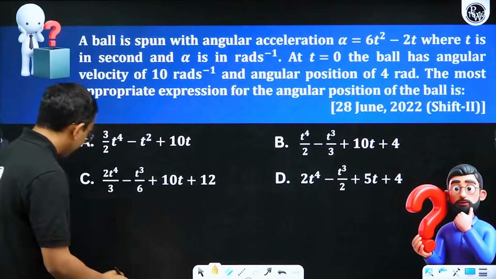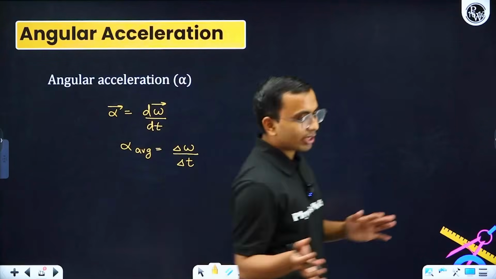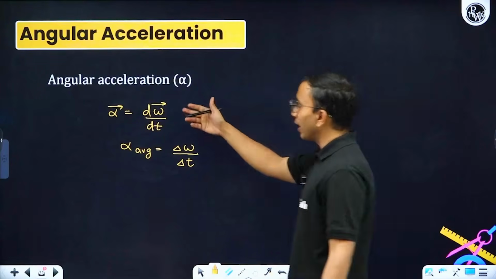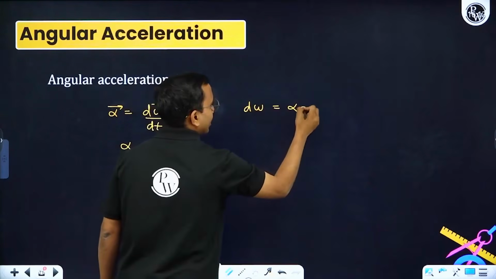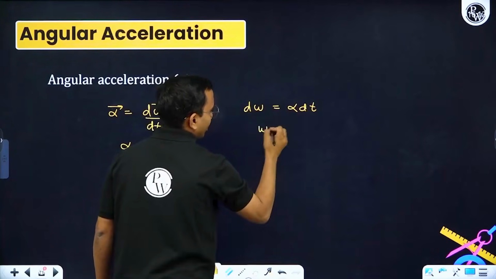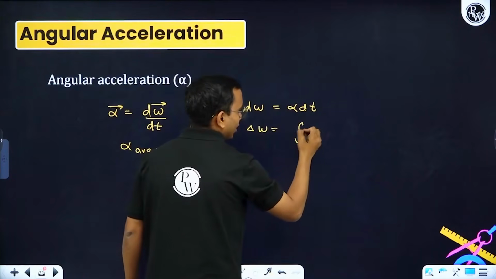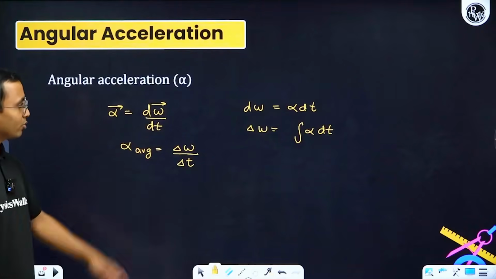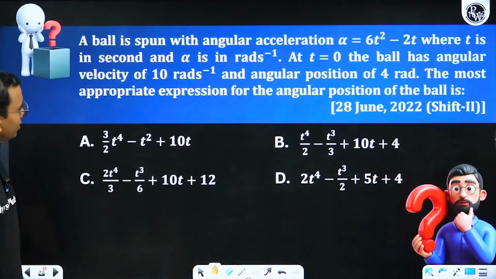Coming to the concepts. The way we used to relate velocity, acceleration and position, the same way we will relate these things. If you have to find omega from here, you will say d omega is equal to alpha dt. So omega will be the integration of this. So delta omega will become the integration of alpha dt, that is omega 2 minus omega 1. All those concepts we will be using here also. Let us do this question.